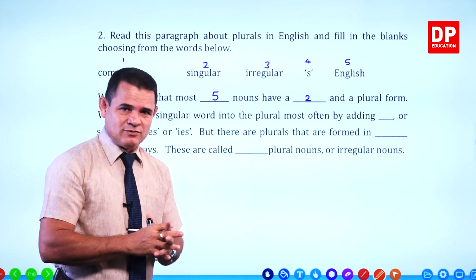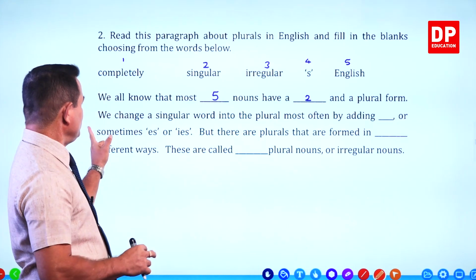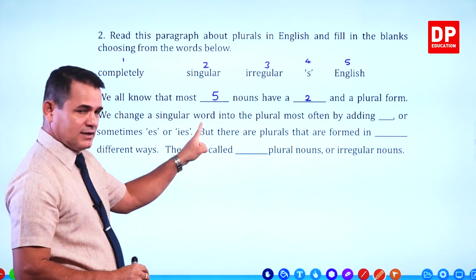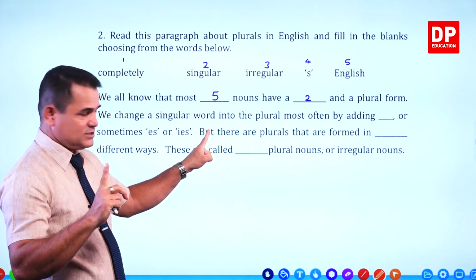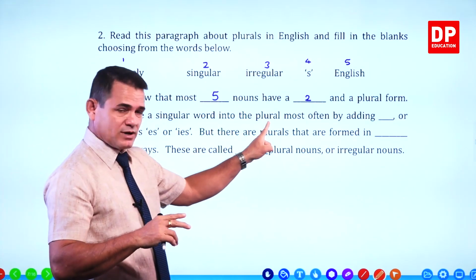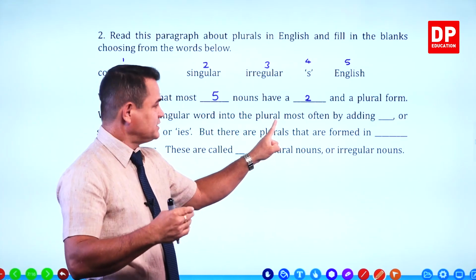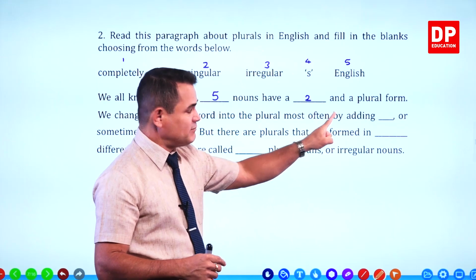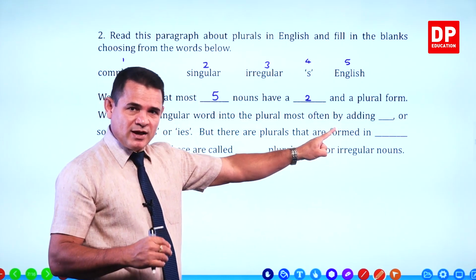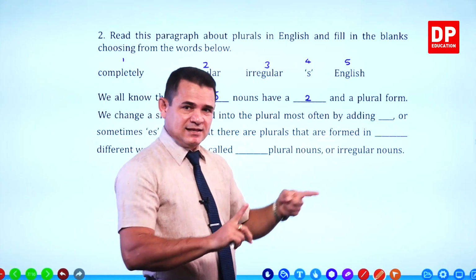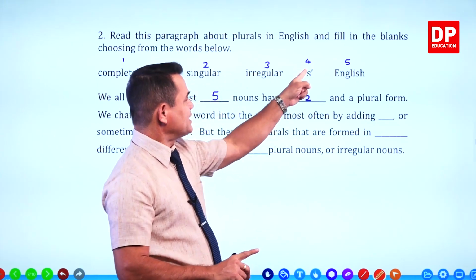We change a singular word into plural, into the plural, most often by adding S.